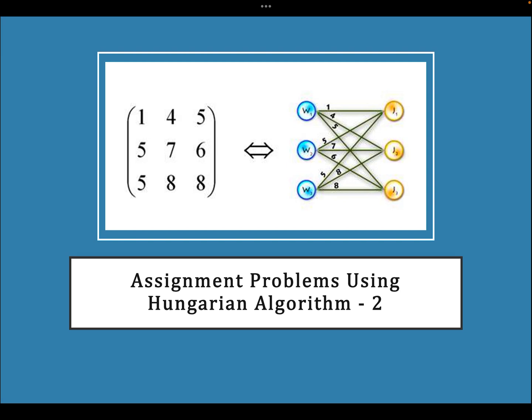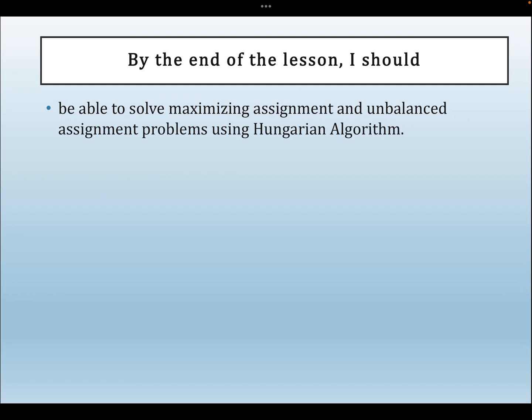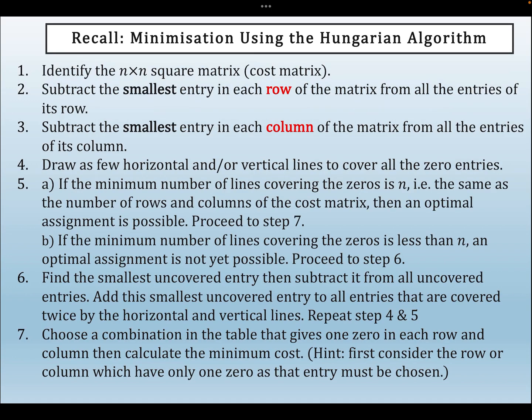Alright, we are going to look at the maximizing assignment problem as well as the unbalanced assignment problem. In the previous lesson, I introduced the idea of minimization using the Hungarian algorithm, where you need to identify the n by n square matrix, followed by the row reduction, column reduction, and then cover all the zeros with the least number of horizontal or vertical lines.